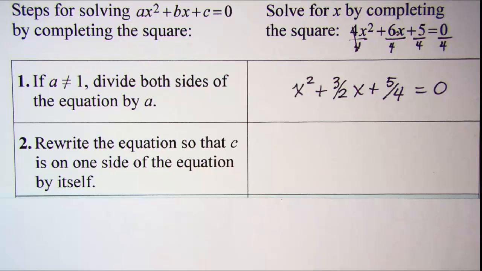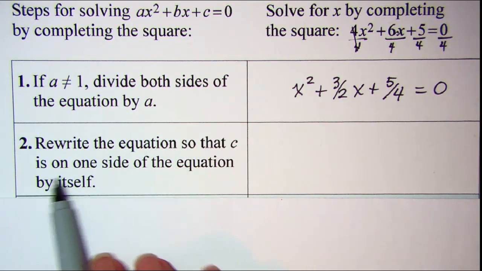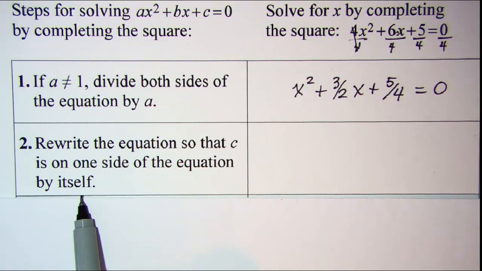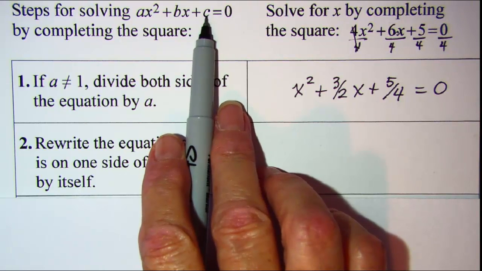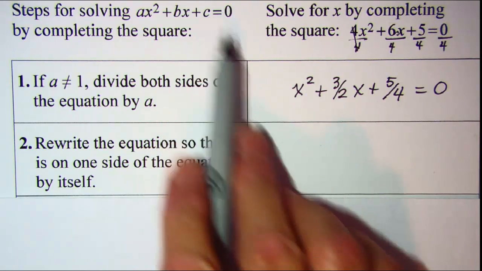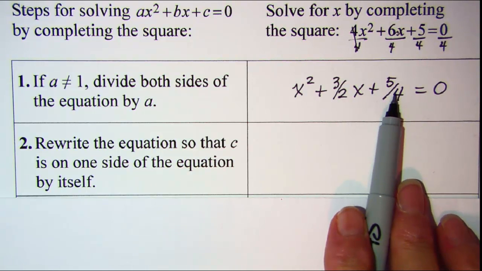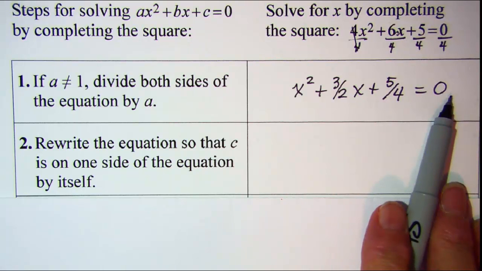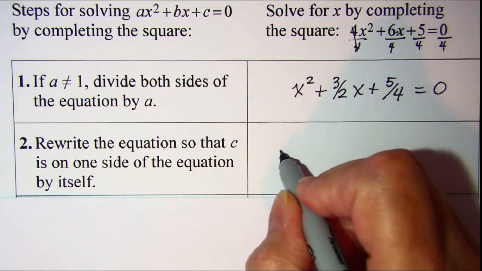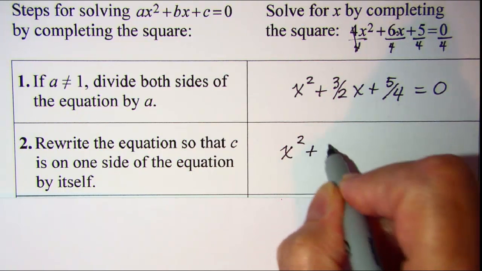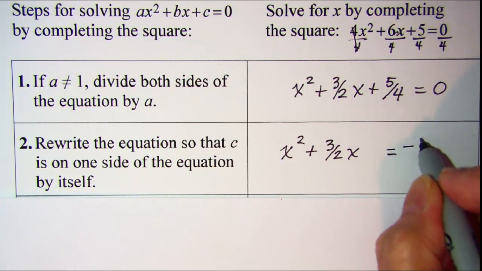My next step is to rewrite the equation so that c is on one side of the equation by itself. Now c is the last term in this trinomial, usually the constant term. So what I want to do in our case is move this 5 fourths to the right side. When I do that, it'll become negative 5 fourths. So I have x squared plus 3 halves x equals negative 5 fourths.